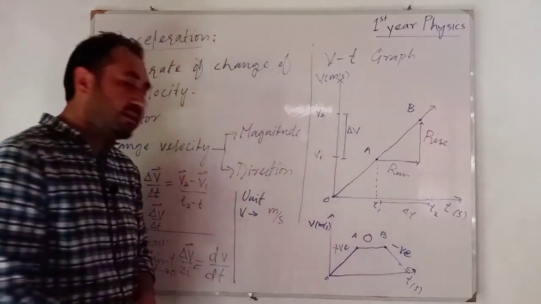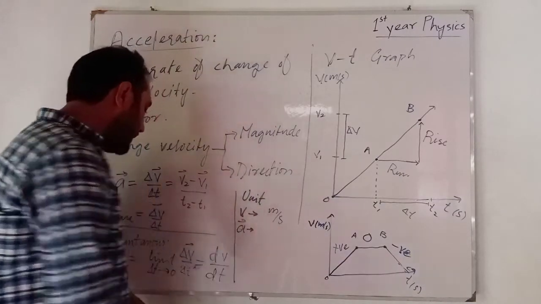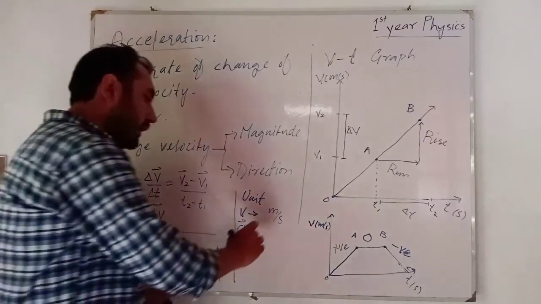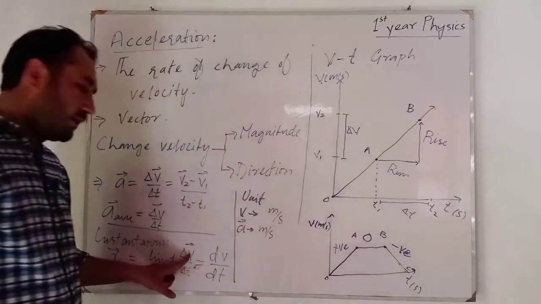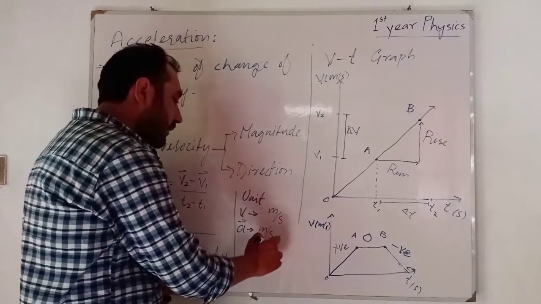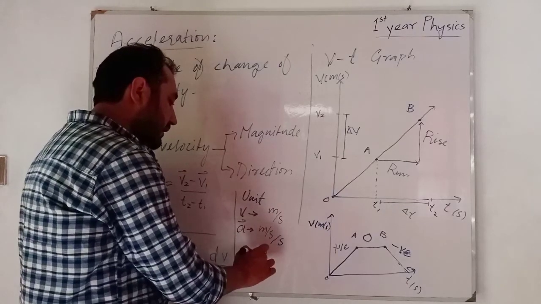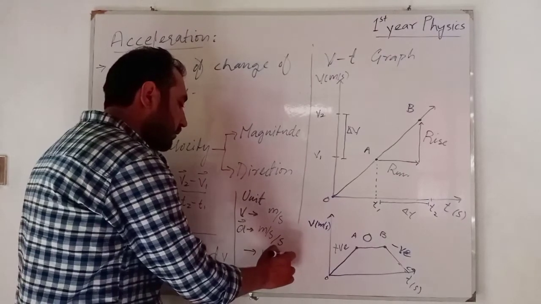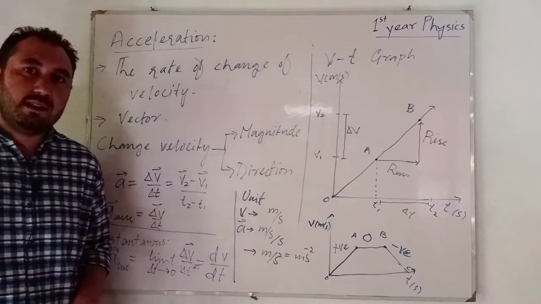So meter per second is the unit for velocity, and the unit for acceleration, as you can see, is the ratio of velocity over time. We know that the unit for velocity is meter per second, divided by time, so another second. Thus the unit for acceleration is meter per second times second, so it becomes second square. So meter per second square will be the unit for acceleration, right?